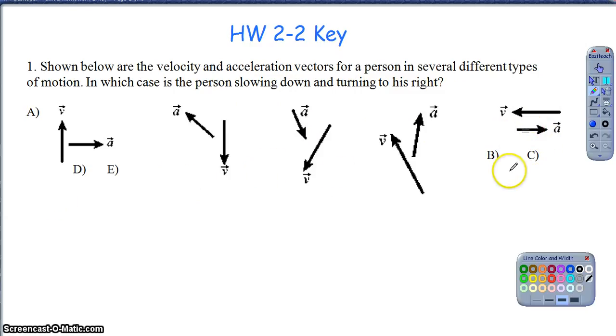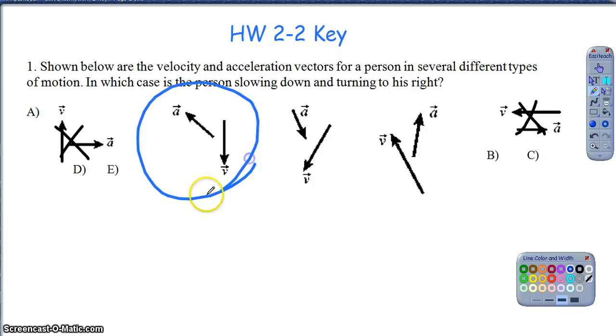And by the way, my letters got all out of sort, but that's okay. My last option would definitely be slowing down, but he wouldn't be changing direction. He wouldn't be turning in this case, right? So it's not that one. This person would definitely be turning to his right, but he wouldn't be slowing down. So the correct option here was option B, and that's because part of the acceleration goes to the person's right.